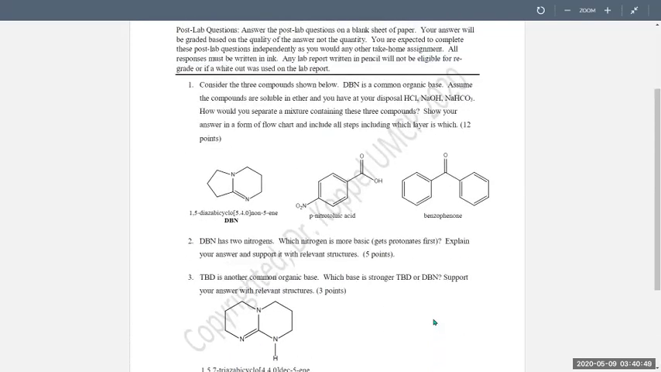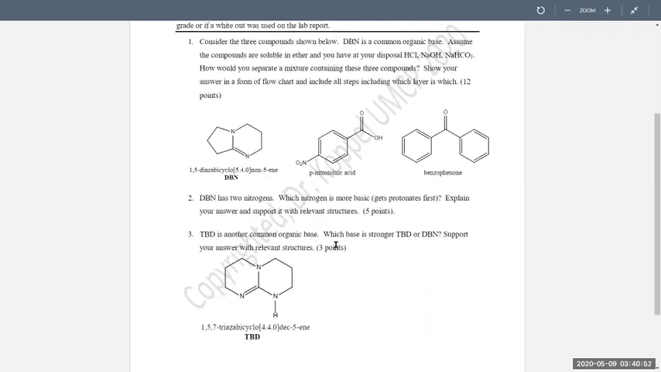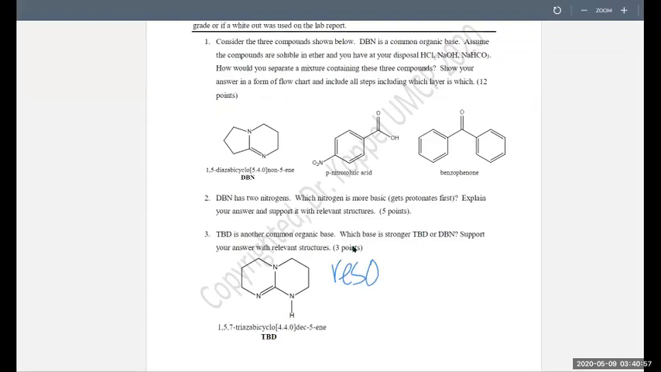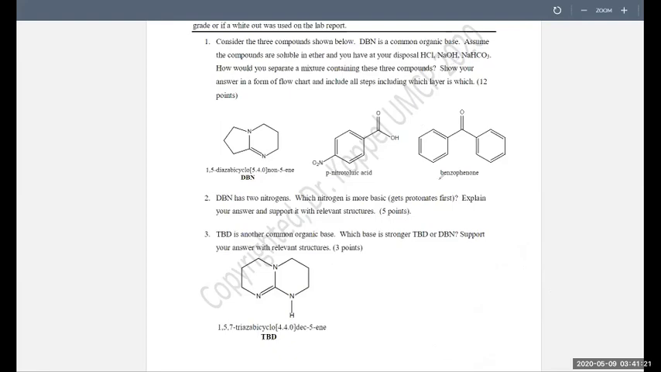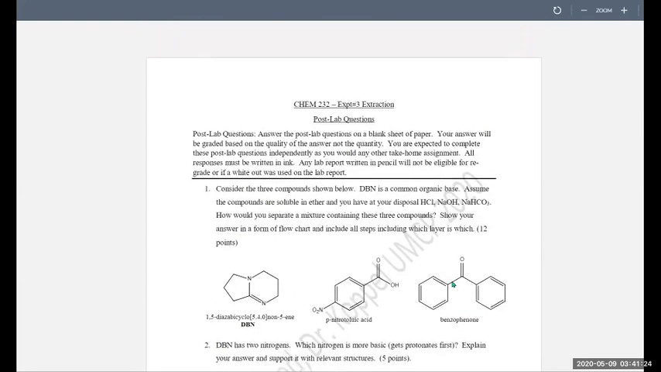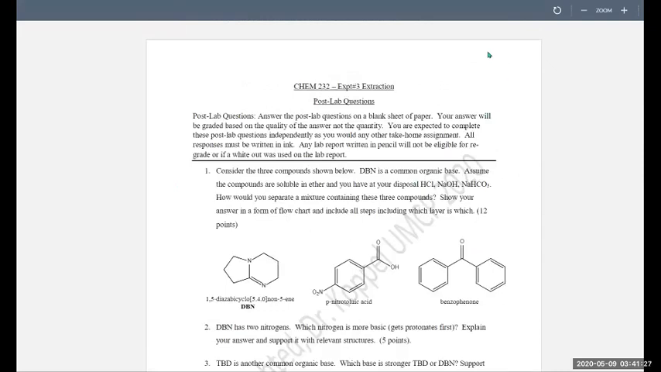Resonance stabilization makes something more stable. So if you have resonance, whatever you have, the acid or base is more stable. And more stable means it's weaker. So it's a weaker and less reactive acid or base, and that means its conjugate is a stronger acid or base, depending on what you have. So hopefully that helps. And I think that's all that's to be said.